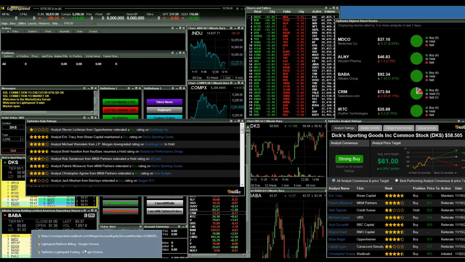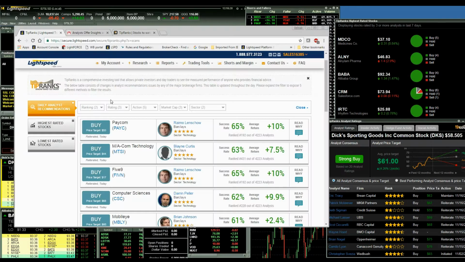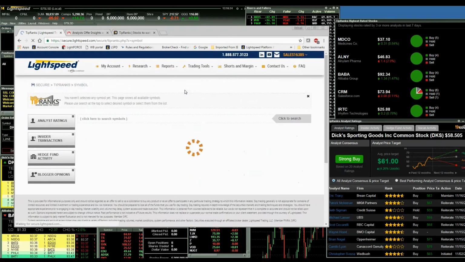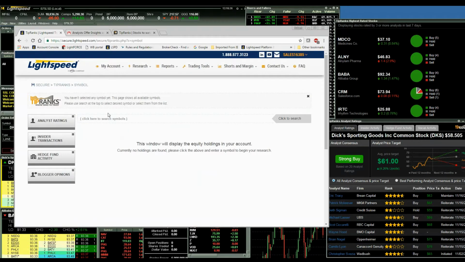Perfect. Let me go back to the website as well. We do have another tab, the rating by symbol tab. And this is where you can do specific searches.